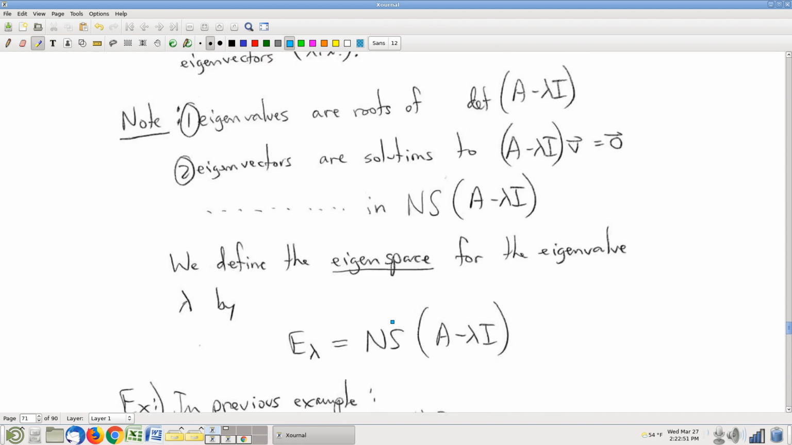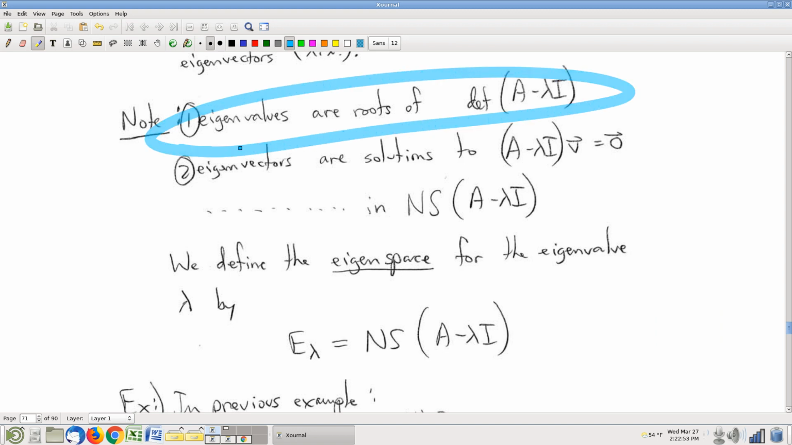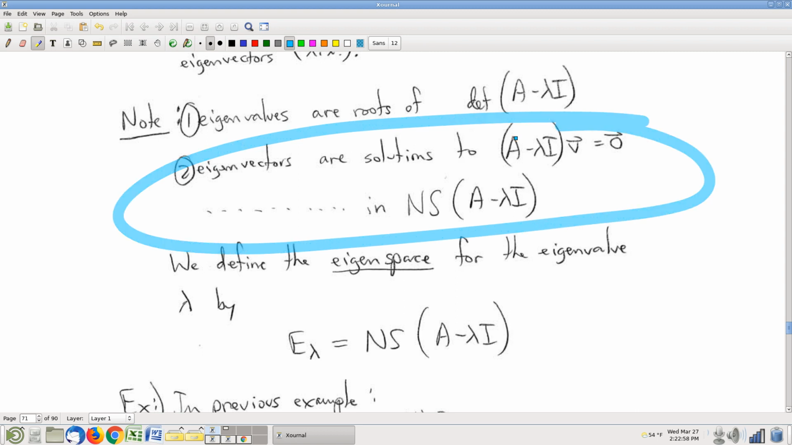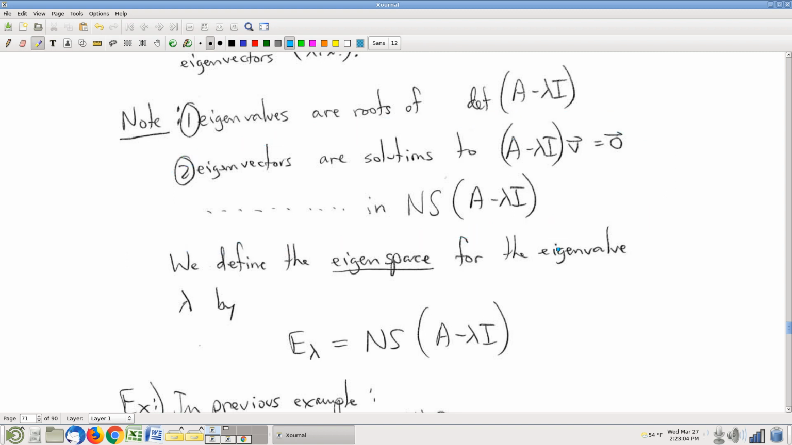Quick summary. Eigenvalues are roots of the characteristic polynomial. Eigenvectors are in the null space of A minus lambda I. And then one little bit of terminology and notation. That null space we refer to as the eigenspace for that eigenvalue. And this notation here, E with a subscript, we'll use sometimes as a nice shorthand. It's just a lot less to write down than NS of A minus lambda I, which is clunky.